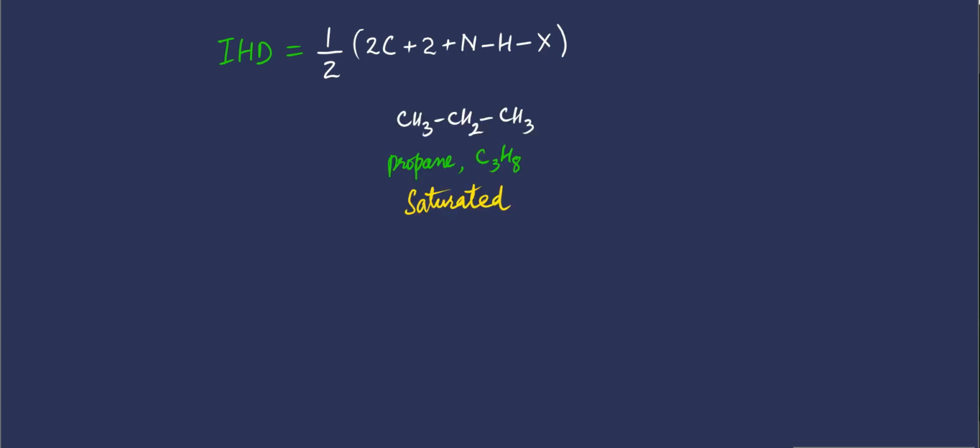If you take the same number of carbon atoms with a double bond between 2 carbons, it is called propene with a molecular formula C3H6. Since it has 2 hydrogens less than saturated propane, the index of hydrogen deficiency is 1. Thus we can say propene is formed from propane by removing 2 hydrogens.